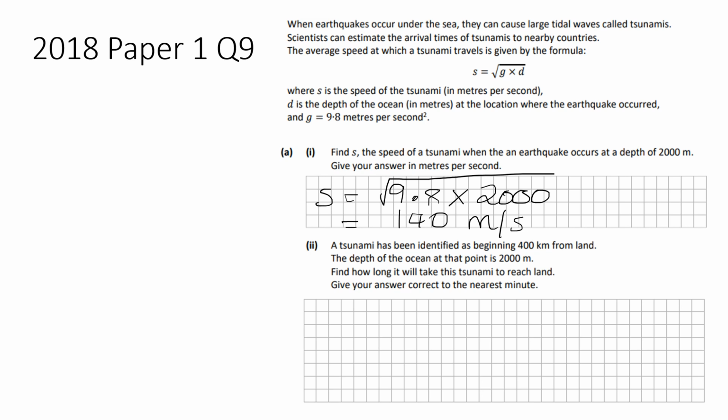A tsunami has been identified as beginning 400 kilometers from land. The depth of the ocean at that point is 2000 meters. Find how long it will take the tsunami to reach land. Give your answer correct to the nearest minute. They're talking about time, so they must be talking about distance, speed and time.